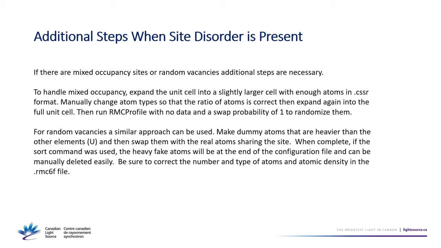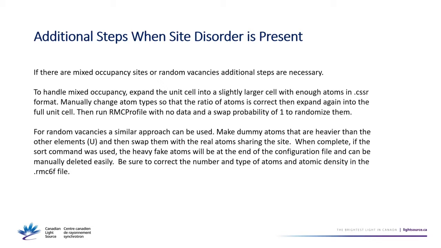I'll actually go through this with you this afternoon. But basically, you can run RMCProfile without any data, so it's not actually fitting any data. It has a swap command, which you can use to swap between different atom sites. So if you had two different elements occupying the same site, you would have a starting configuration where you have both of them, and they're going to be ordered when you blow it up into a supercell.